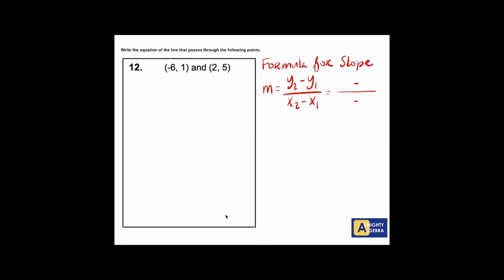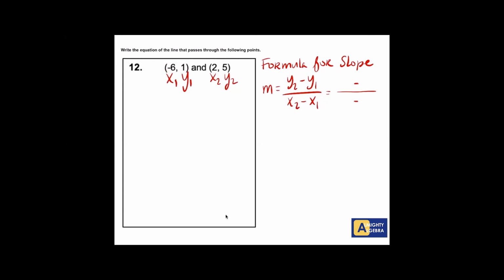Just like in number 5, the first number in the ordered pair is always your x. The second one is always y. X, y. The first point we have here is negative 6, 1. So that's going to be my x1 and my y1 because that's part of the first point we see. And the second point is 2, 5. So I'm going to label this x2, y2. So y2 is going to be 5. Y1 is going to be 1. X2 is going to be 2. And x1 is going to be negative 6.